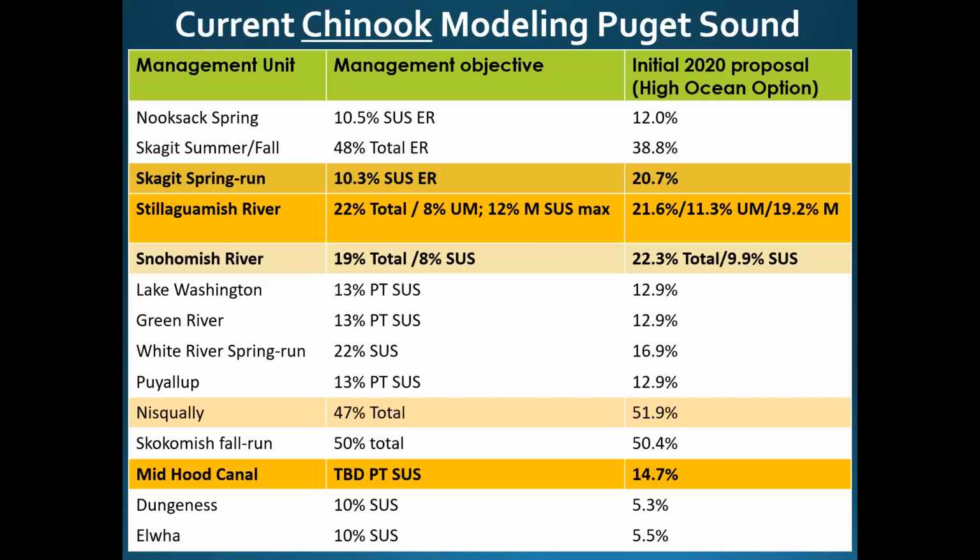We think that for Snohomish and Nisqually, there are two stocks that we're currently exceeding our objectives on, and they're stocks to continue looking out for and keeping in the back of our minds, but we think that they may be less constraining than Stillaguamish and Mid-Hood Canal.